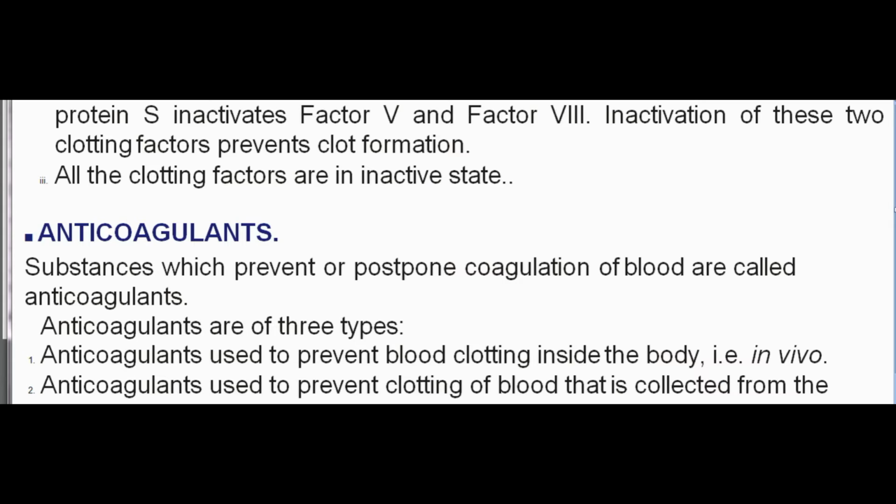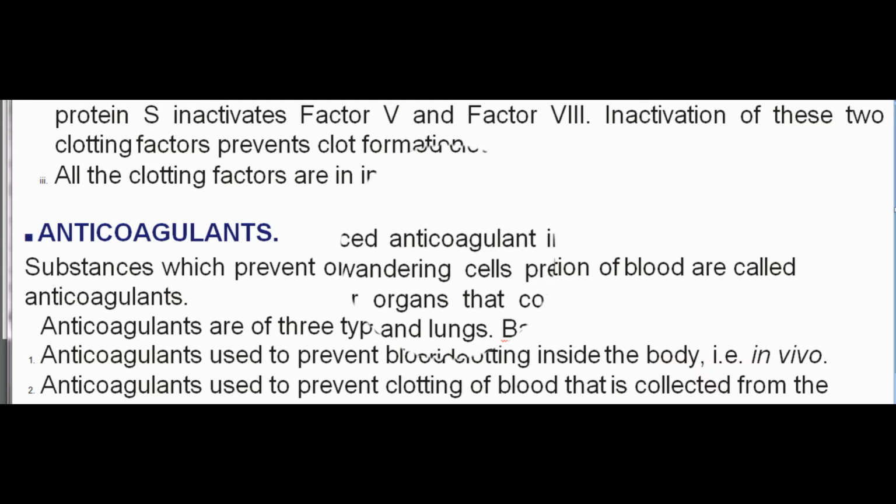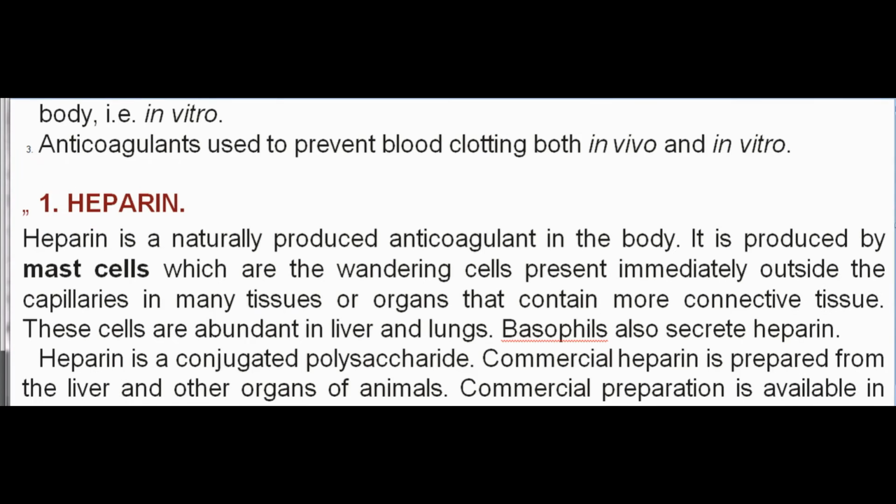Anticoagulants. Substances which prevent or postpone coagulation of blood are called anticoagulants. Anticoagulants are of three types: anticoagulants used to prevent blood clotting inside the body, i.e. in vivo. Anticoagulants used to prevent clotting of blood that is collected from the body, i.e. in vitro. Anticoagulants used to prevent blood clotting both in vivo and in vitro.